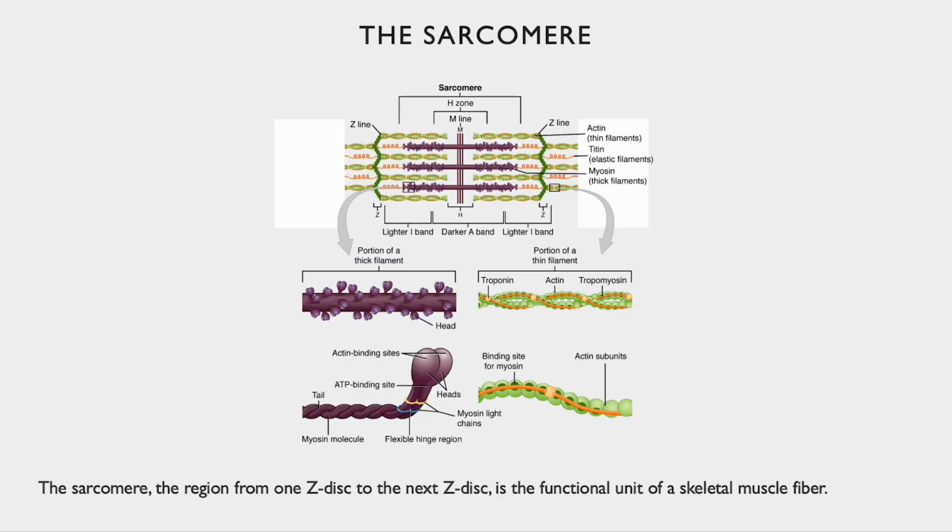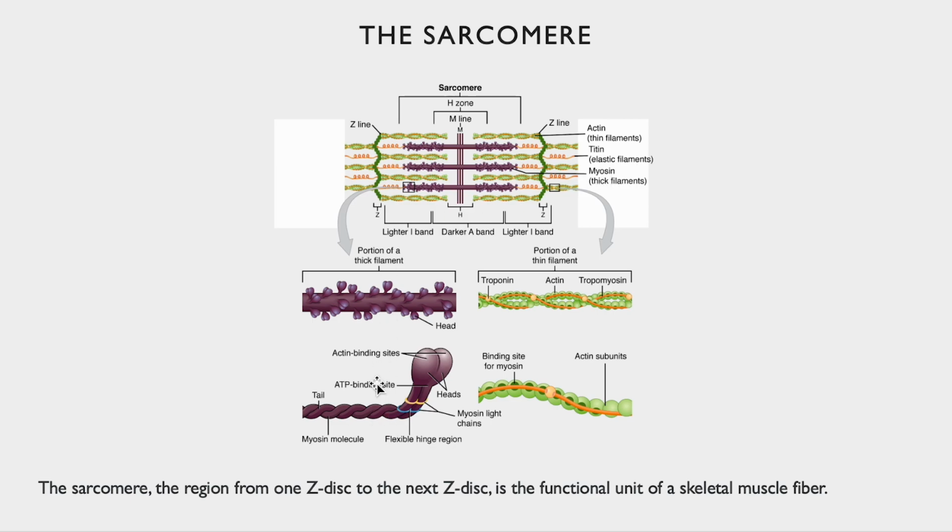Here we have a more detailed explanation about the structure of the sarcomere, and you can see different structures there. You see the composition, the different proteins. For example, actin, forming the thin filaments, and titin, the elastic proteins, like a spring that holds these actin filaments. And then in the center we have the thick filaments that are made of the protein myosin.